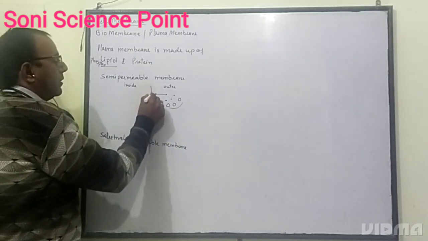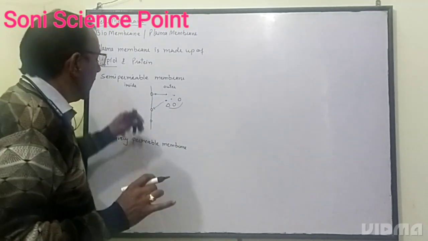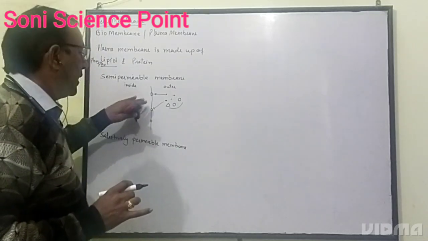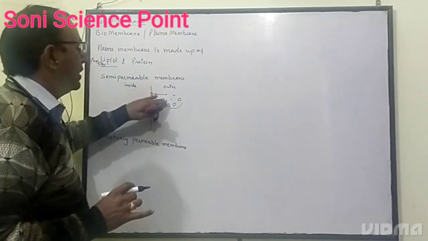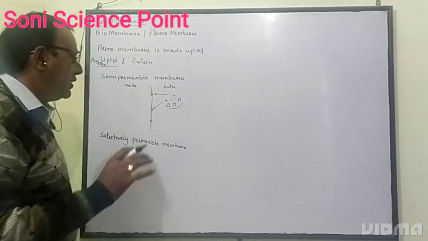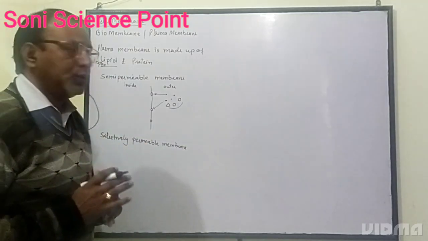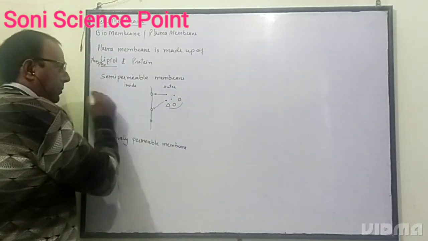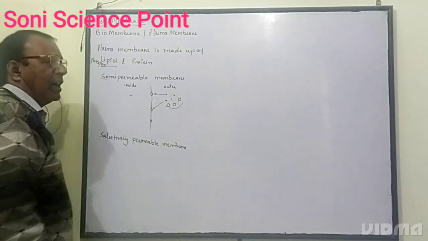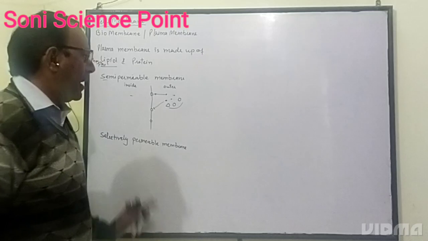So the particles which pass through the plasma membrane through the pores are small in size. There is no separation between which are harmful and which are useful. All of these may pass through. So it is called a semi-permeable membrane.